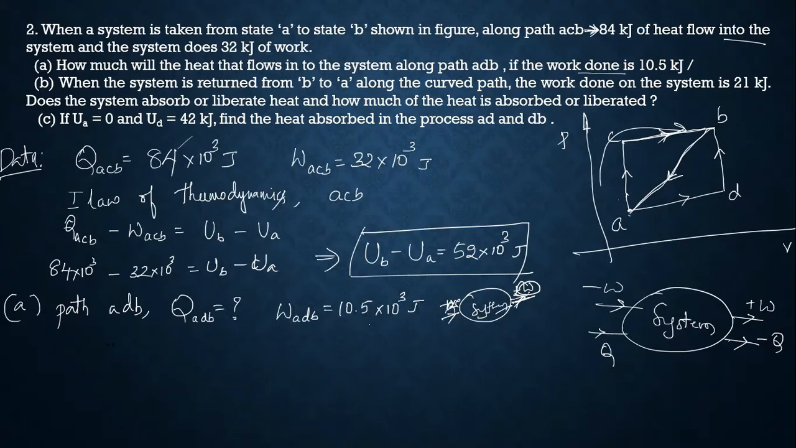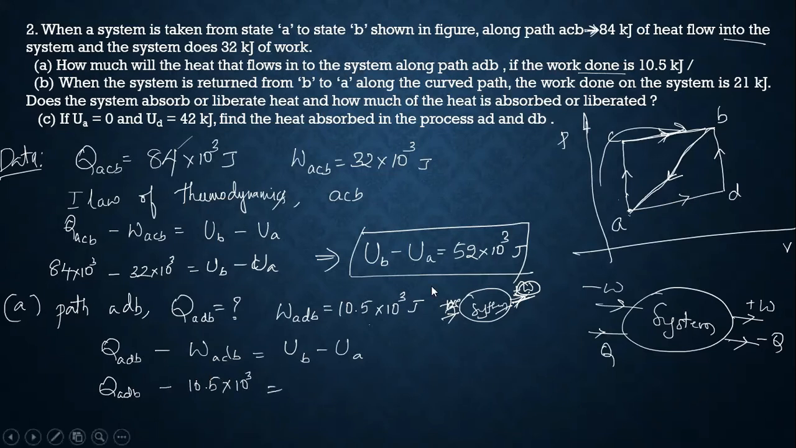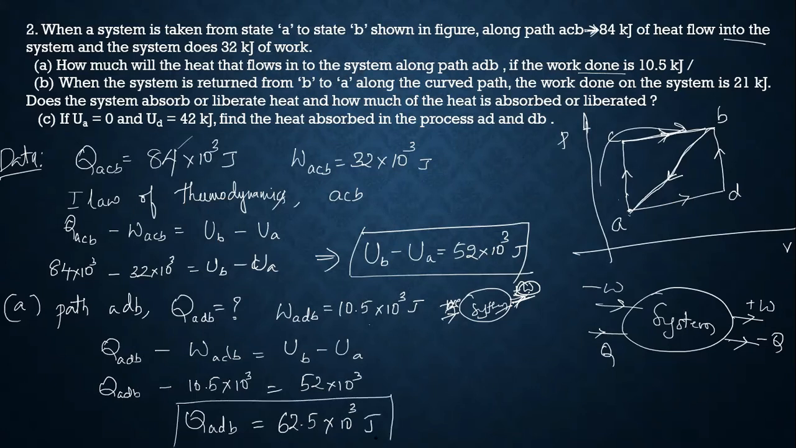Now, once again, I will apply the first law of thermodynamics. Q_ADB minus W_ADB. ADB is a non-cyclic process, therefore final U_B minus U_A. Q_ADB is unknown, minus W_ADB is 10.5 into 10 to the power of 3. U_B minus U_A I got here as 52 into 10 to the power of 3. Therefore, Q_ADB will be 62.5 into 10 to the power of 3 joules. This is Q_ADB.